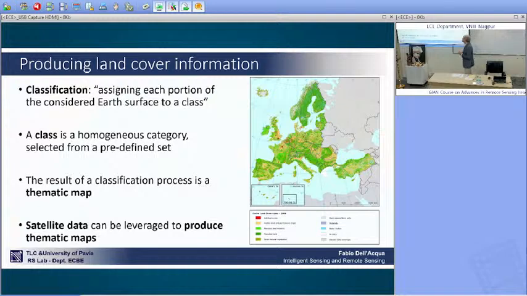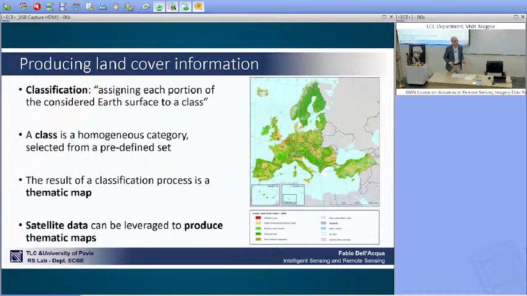Okay. So what is land cover classification? What is classification in the first place? Classification means assigning each portion of the considered Earth surface to a class. Okay. What is a class? Well, this definition, if you take away considered Earth surface, is a general definition of classification. So what does it mean to classify?